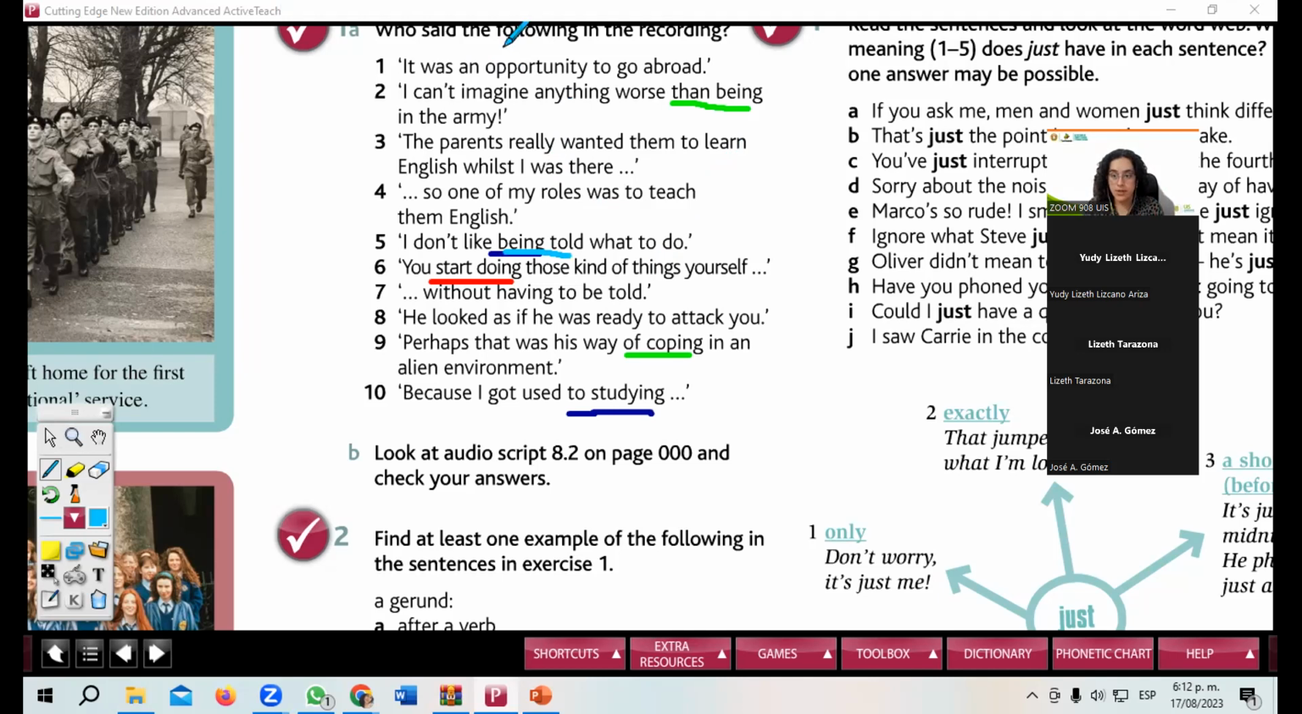Remember the passive voice, a form of the verb to be plus past participle. To have been constructed, okay? Or to be visited. This is the passive voice. So in this case, it was number 5.